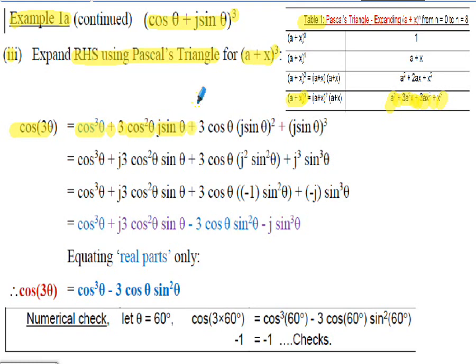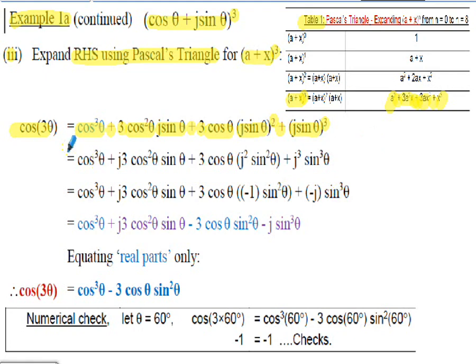Looking at the third term in our binomial expansion, we get 3ax squared. So that will be 3 as a coefficient, the a is cos theta, and the x squared now will be j sine theta all squared. And finally, looking at the last term, which would be x cubed. In our generic expansion, x in our case is the j sine theta term, so that will be plus j sine theta all cubed. So there's our binomial expansion of cos theta plus j sine theta to the power of 3 using our Pascal's triangle table.